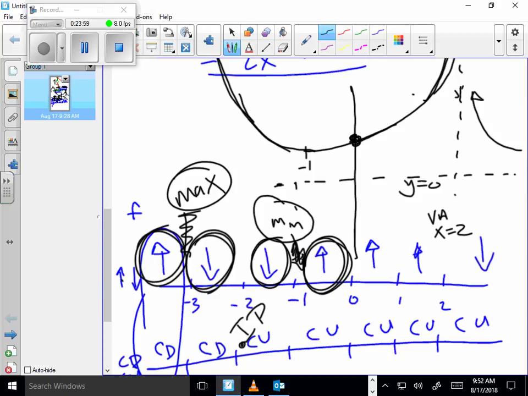F is concave down on negative 3 to negative 1, union 2 to infinity. Concave up on negative infinity to negative 3, union negative 1 to 2. We have increasing on negative 2 to 0, and we have decreasing on negative infinity to negative 2, union 0 to 2, union 2 to infinity. Lots of bits of information.